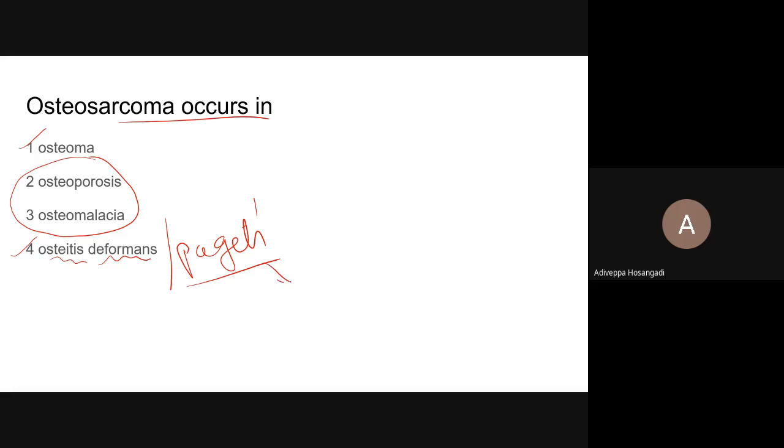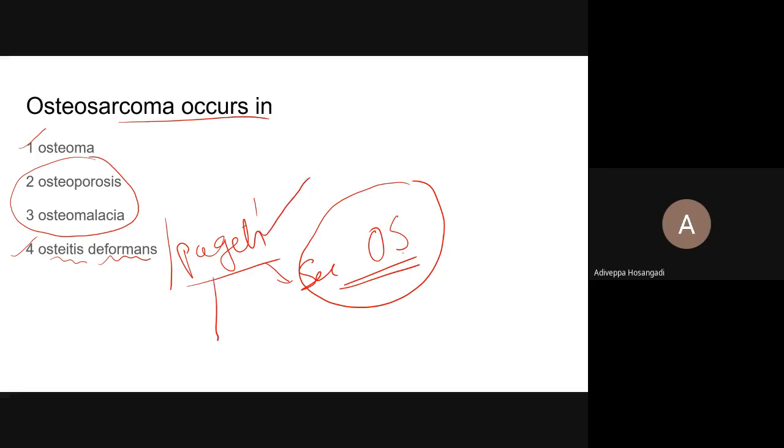Yes, Paget's is one of the reasons for secondary osteosarcoma. Normally, primary osteosarcoma is in second decade, 10 to 20 years. But if it appears in 40 years and above, it is secondary osteosarcoma. Primarily the patient will be having Paget's and he will develop osteosarcoma out of this Paget's. Osteoma is a benign tumor. Please remember this. It doesn't become malignant.